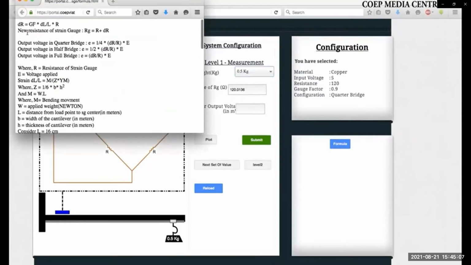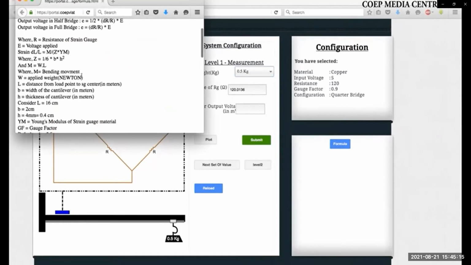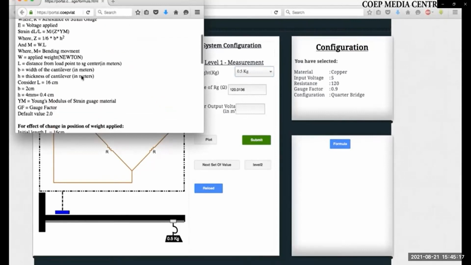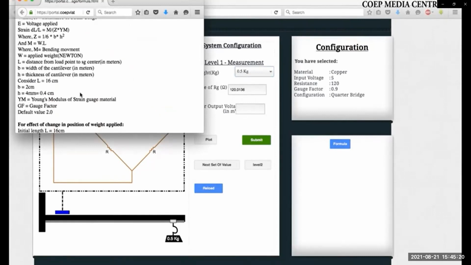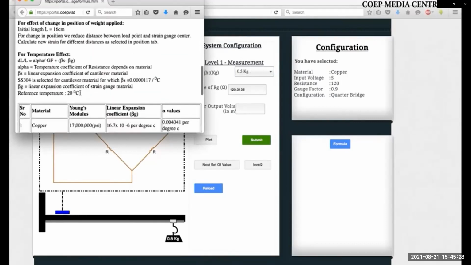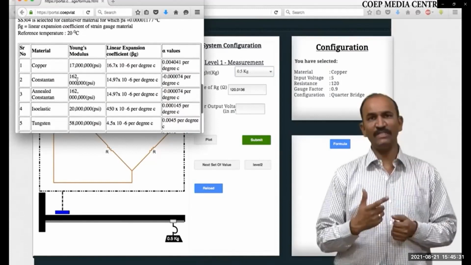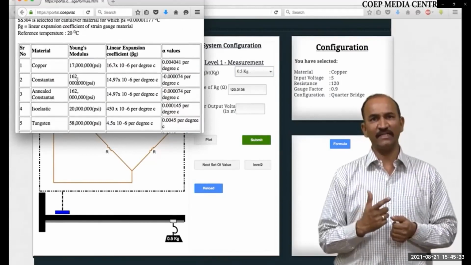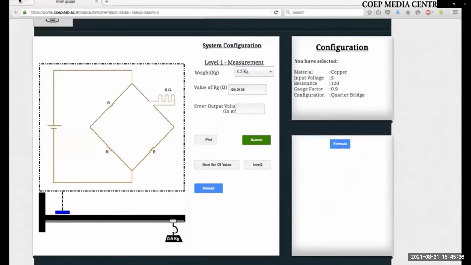This formula is dR equal to gauge factor into dL by L into R, where you have already been given all the details about the applied weight, distance from load point to gauge center, width of cantilever, and thickness of cantilever. All this is given. Please read it carefully. Use this table for Young's modulus and linear expansion coefficient of the strain gauge. After solving this, enter the value of output in millivolt.